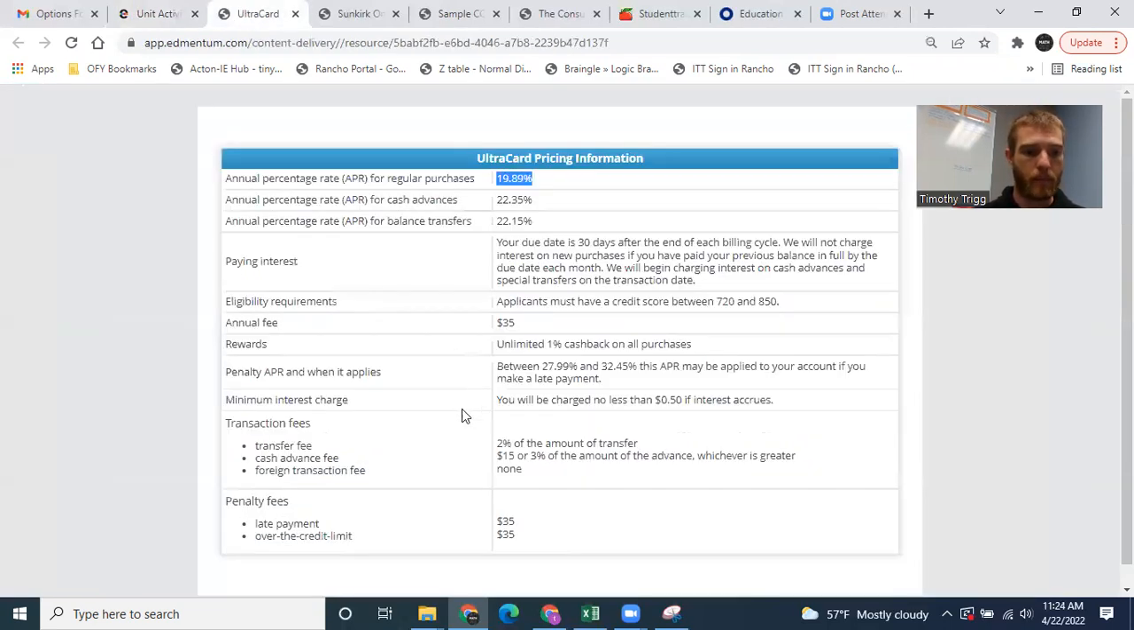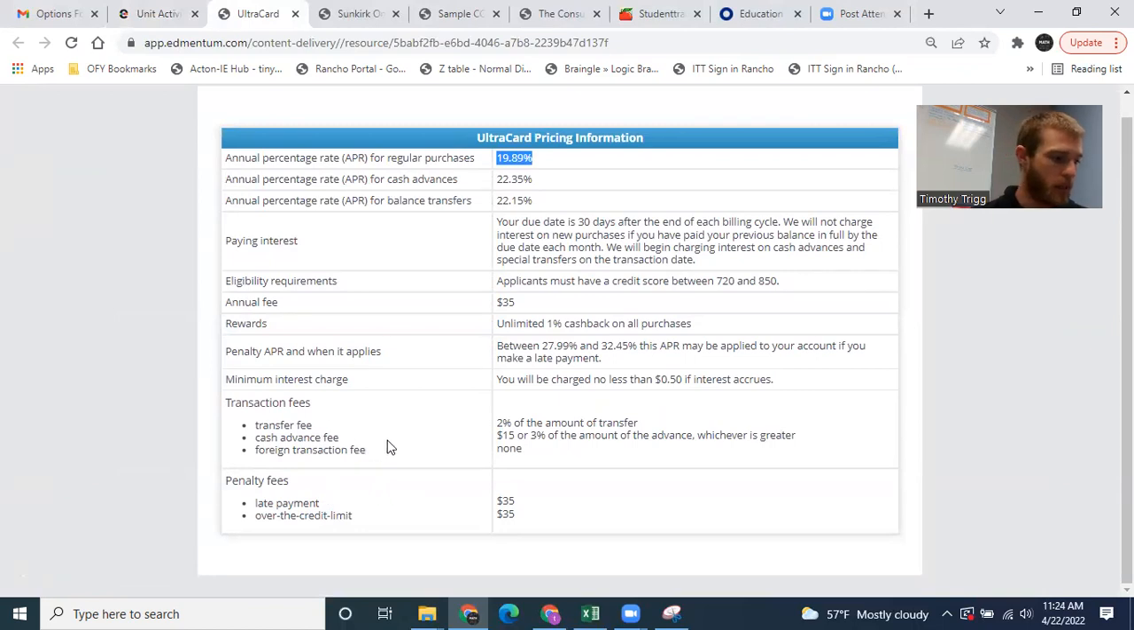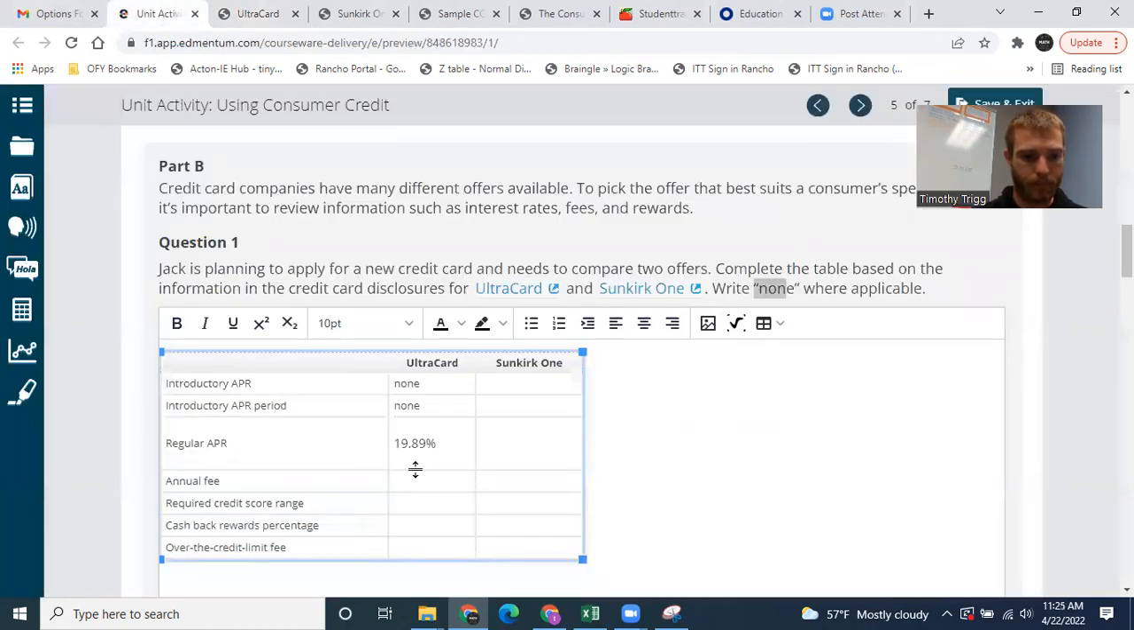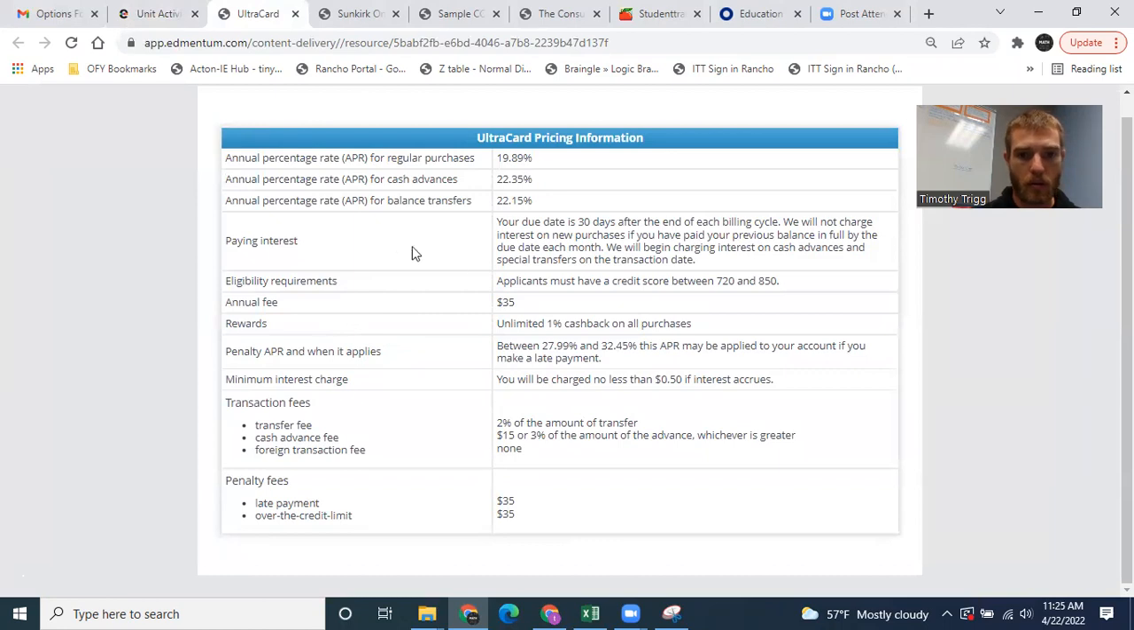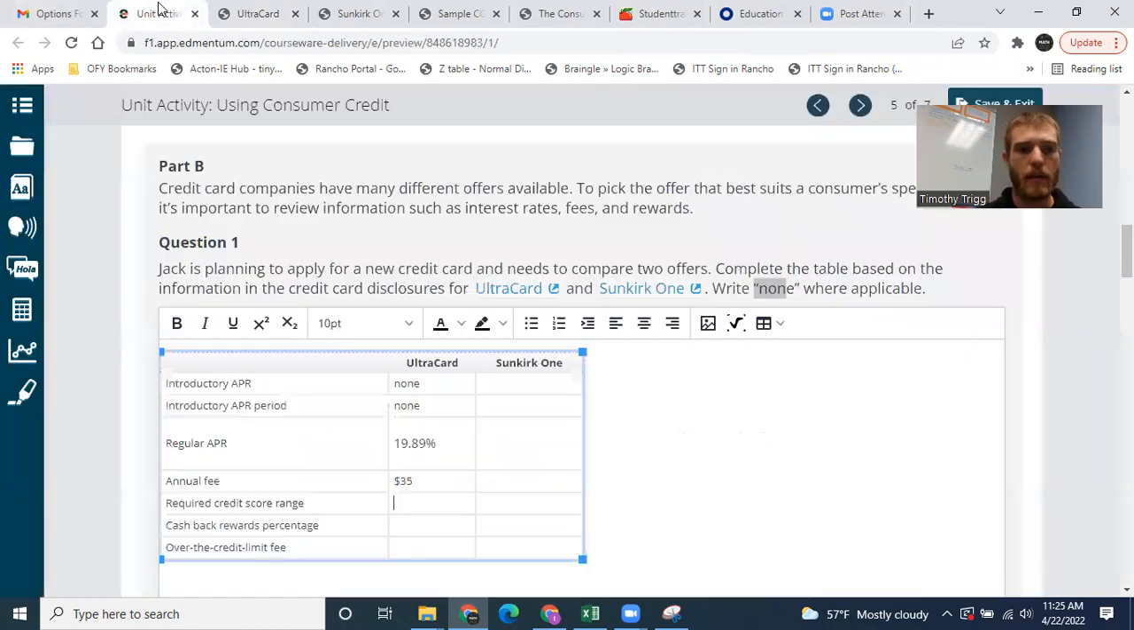Annual fee. Let's see, do we see an annual fee somewhere? Right here, annual fee, $35. Required credit score rating. Let's see. Eligibility requirements. Applicants must have a credit score between 720 and 850. 720 to 850.